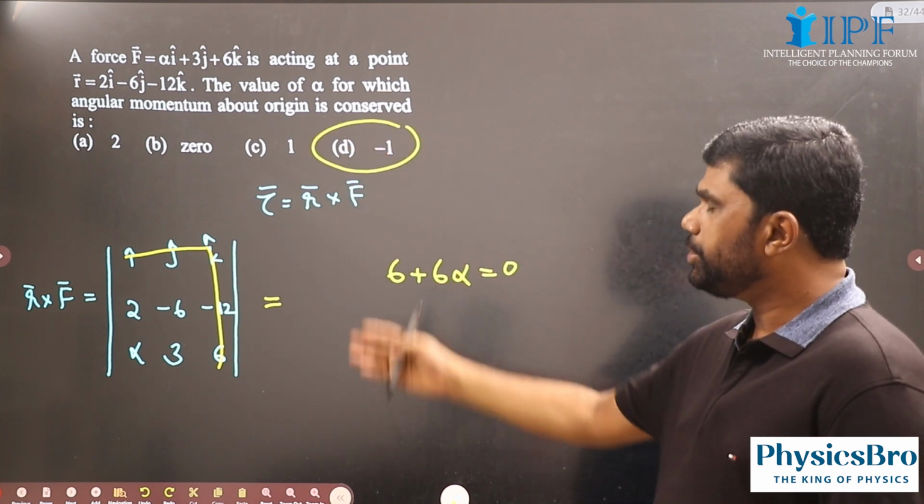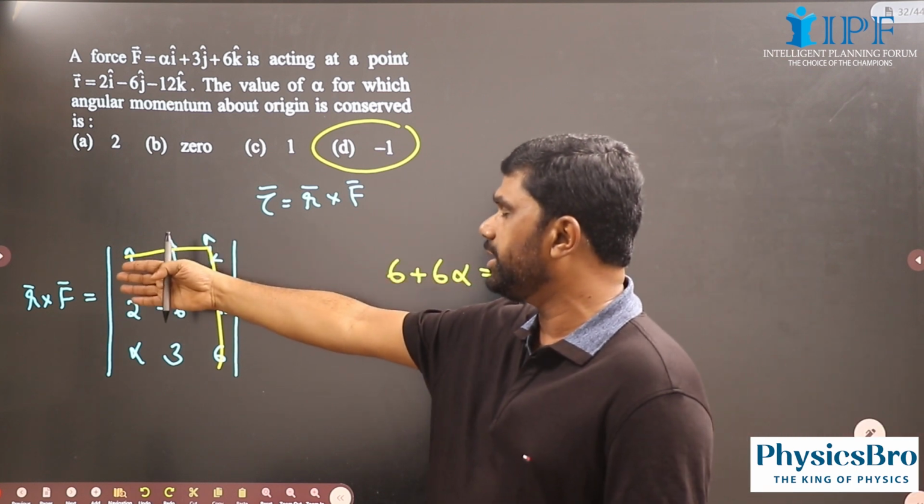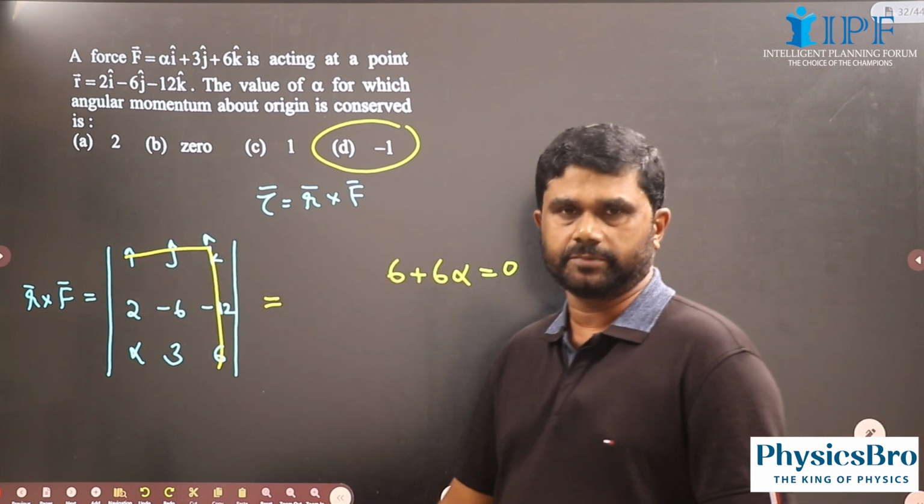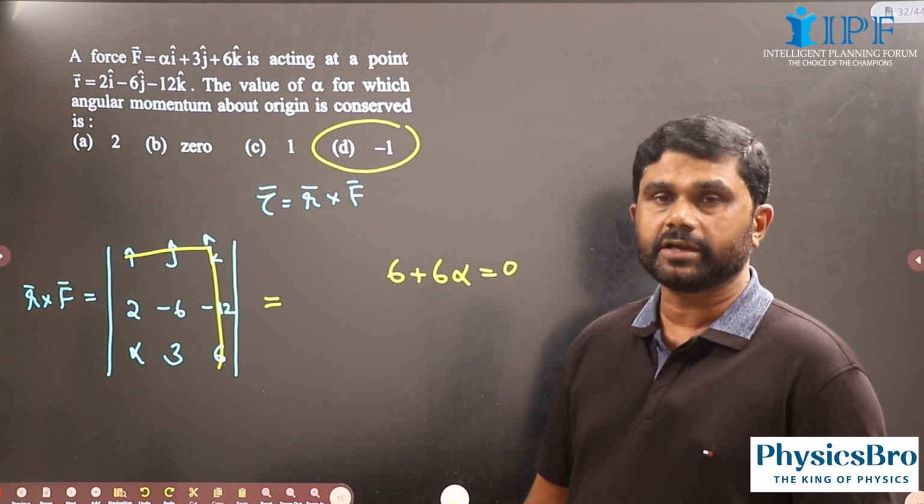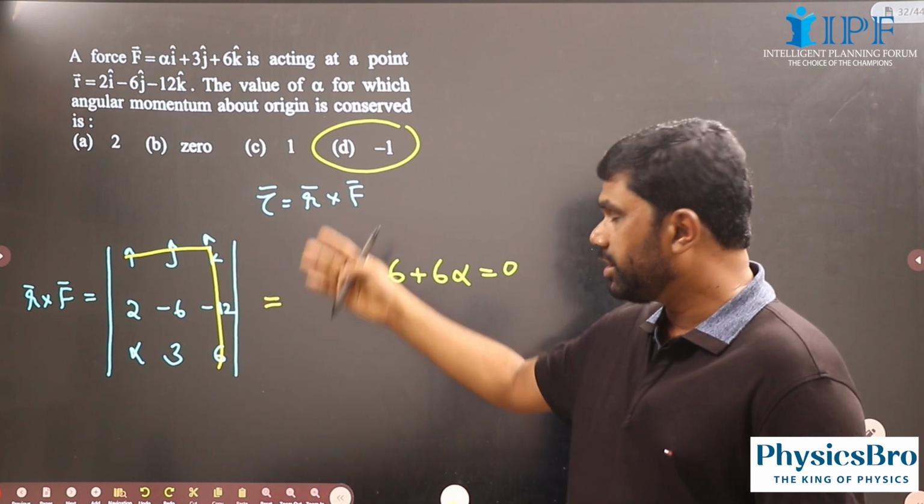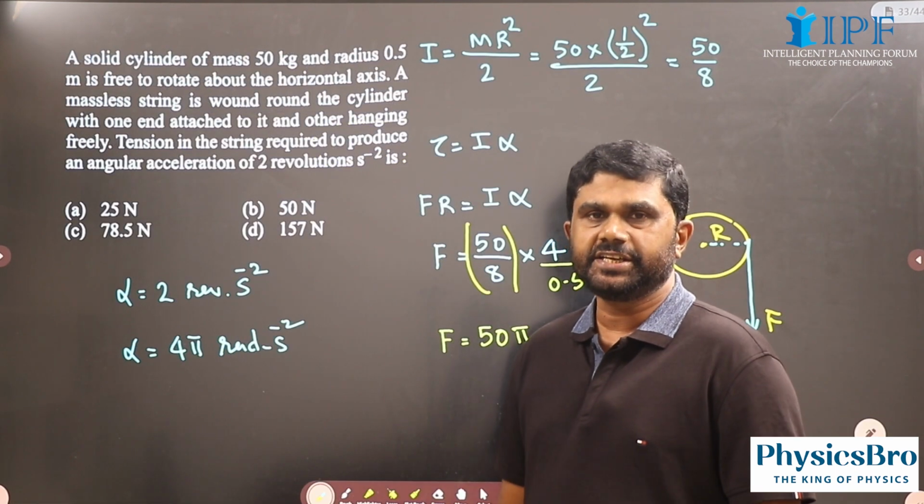Actually, you need not completely evaluate this R cross F. We have to find out only the value of alpha. For that, you have to find out only the Z component of the torque. Now children, let's see the next question.